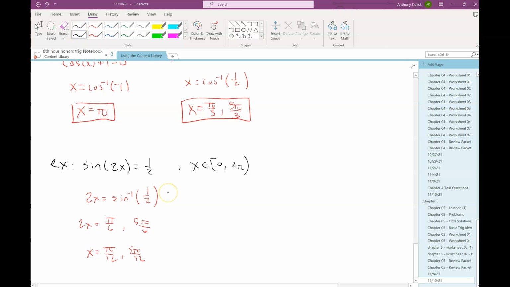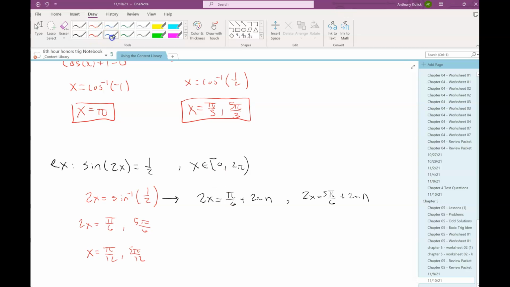So this is the way that I like to think about it. Going from here, we have 2x equals pi over 6 plus 2 pi n, and then 2x equals 5 pi over 6 plus 2 pi n. I'm going to write the infinitely many answers version. Everybody's okay with that?